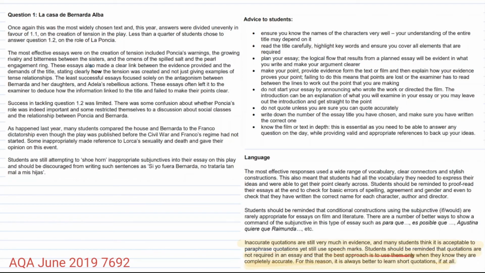Students should be reminded that quotations are not required in an essay, and that the best approach is to use them only when they know they are completely accurate. For this reason, it is always better to learn short quotations, if at all. Unlike GCSE English literature, you aren't required to do any language analysis. Therefore, direct quotes aren't needed. Yet, you still need to refer to scenes and stuff in texts.